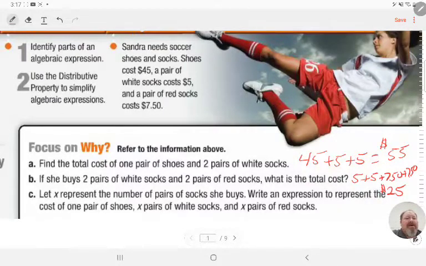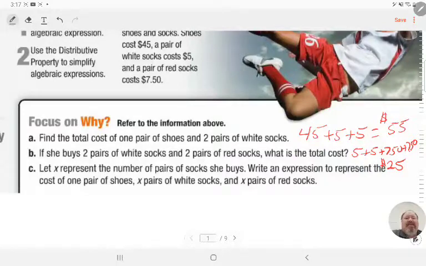and that's going to give me $25. Now, we could also look at it as: let x represent the number of pairs of socks she buys, write an expression to represent the cost of one pair of shoes, x pairs of white socks, and x pairs of red socks. So we could say 45 plus $5 times however many socks plus 7.5 times x, where x is how many socks. And by doing this, instead of adding everything, we can just put in the number of socks she wants and solve, okay?